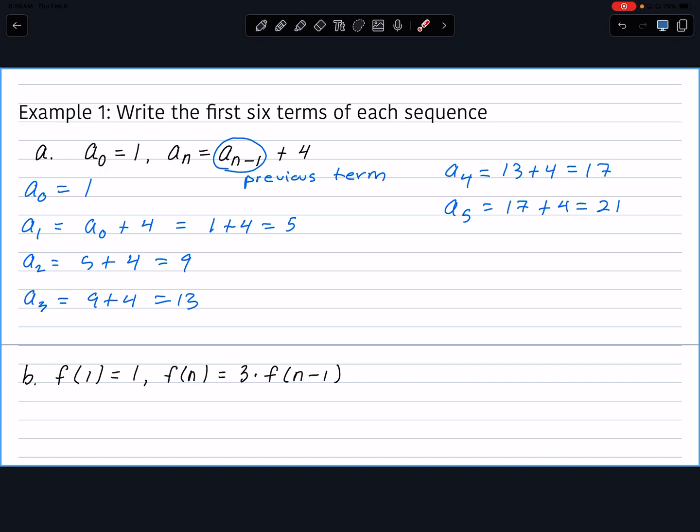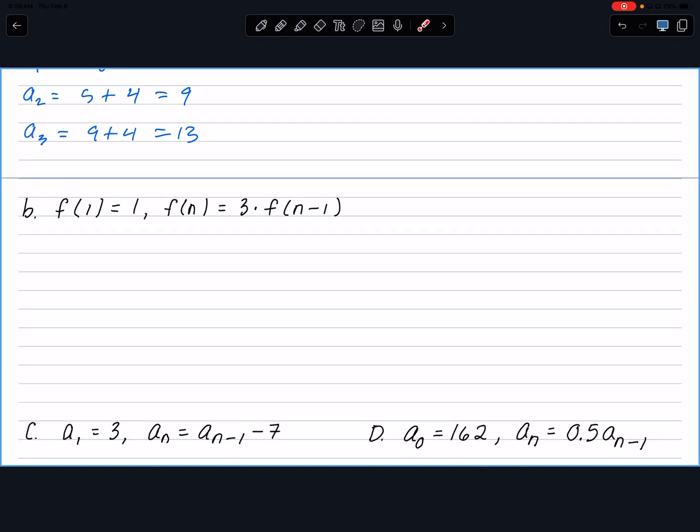Okay? So let's look at this one. This is function notation, but it's the same thing. If we want to find the first term of our sequence, well, that's nice. f of 1 equals 1. It's directly given. If we want to find the next term in our sequence, we take our previous term and we multiply it by 3. In other words, we take our previous term, which was f of 1, multiplied by 3.